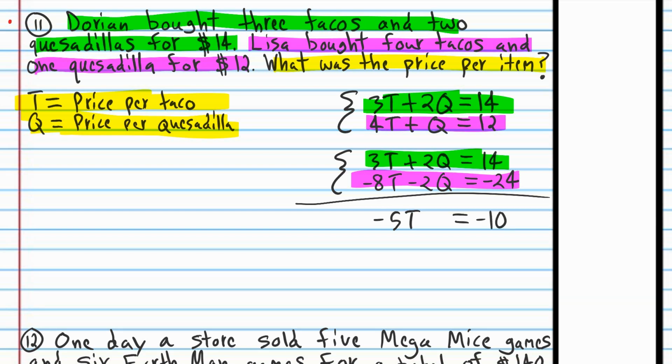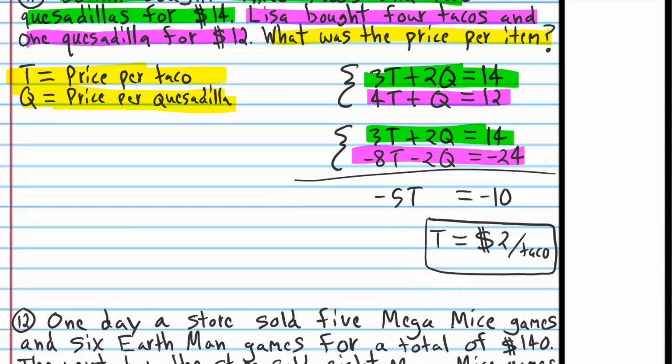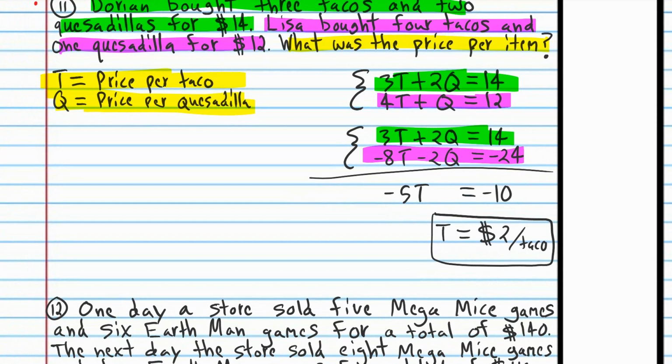And divide both sides by -5, and t is 2. That's the price per taco. So $2 per taco. So I'm going to go ahead and write the units for this so we understand exactly what we're finding. So it's $2, put a dollar sign, per taco. Be sure to write the units when your variables are price per item.